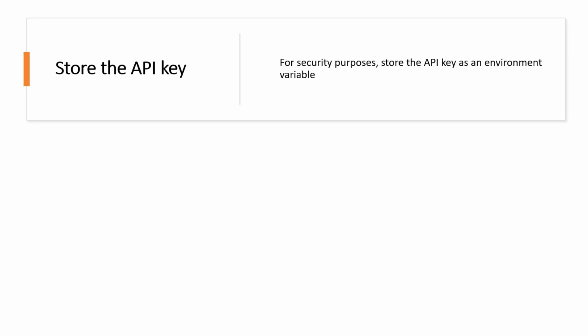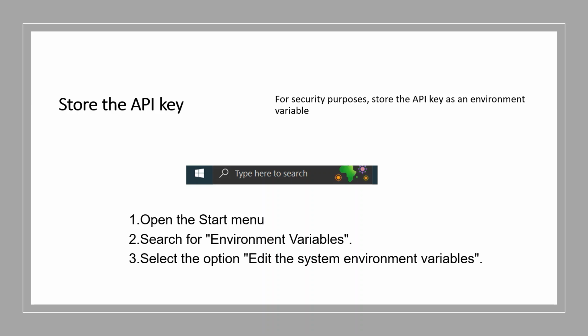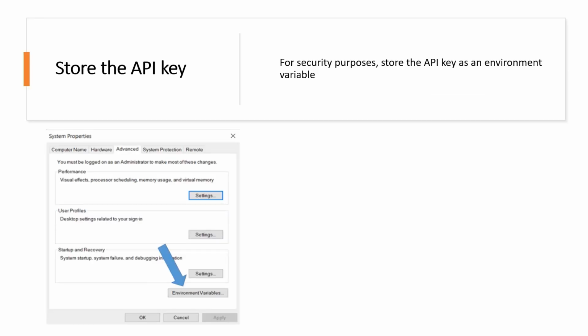We need to know how to set environment variables on Windows, which will come in handy when working with the OpenAI API. To store the API key as an environment variable, open the Start menu, type environment variables in search, and then select the option Edit the system environment variables. Within the System Properties dialog box, you'll find the Environment Variables button. Go ahead and click on that to access the environment variables configuration.